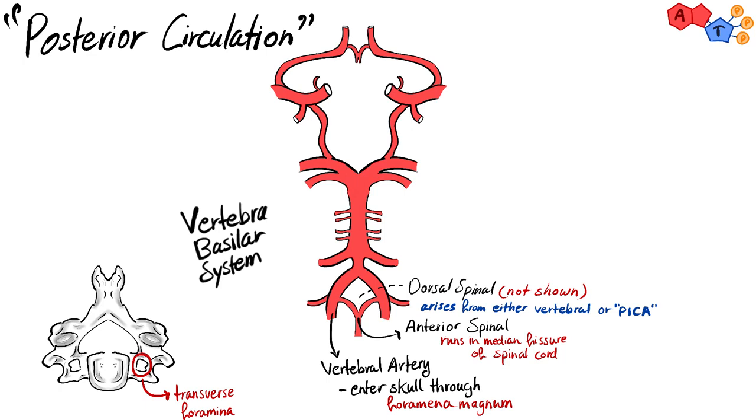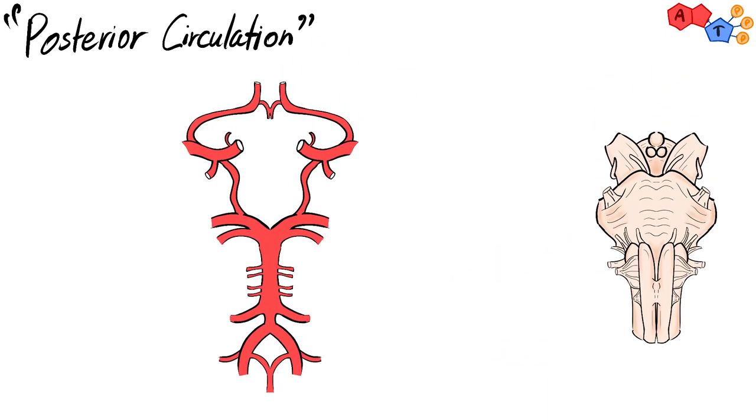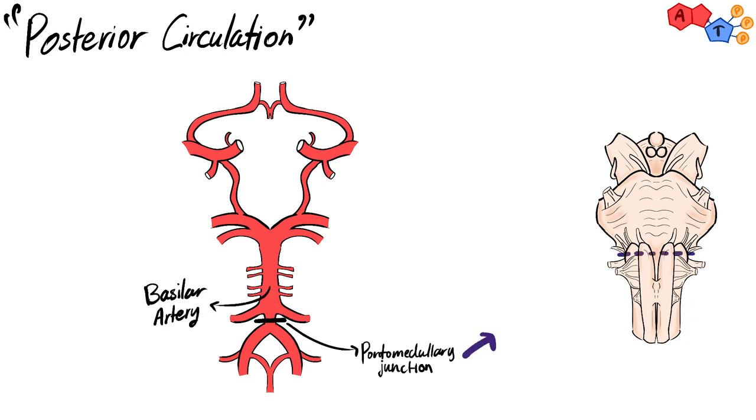After both vertebral arteries enter through the foramen magnum, each vertebral artery will give one branch at the lower level of the medulla on both sides, which is posterior inferior cerebellar artery. This artery supplies lateral side of the medulla as well as lower level of the cerebellum and inferior cerebellar peduncle. Then, they will converge at the level of pontomedullary junction to form basilar artery.